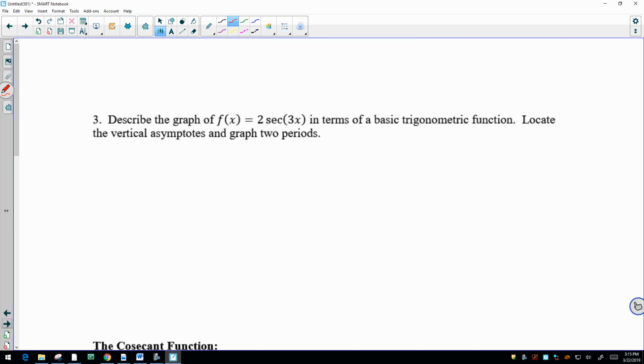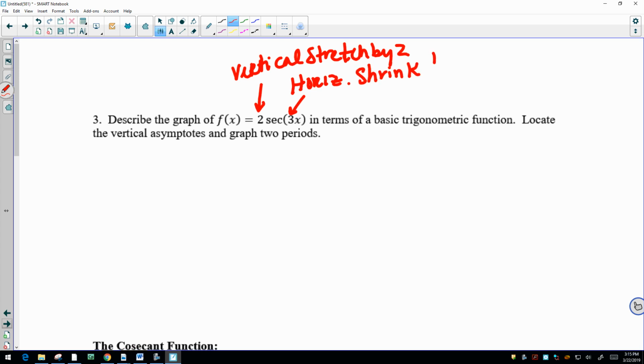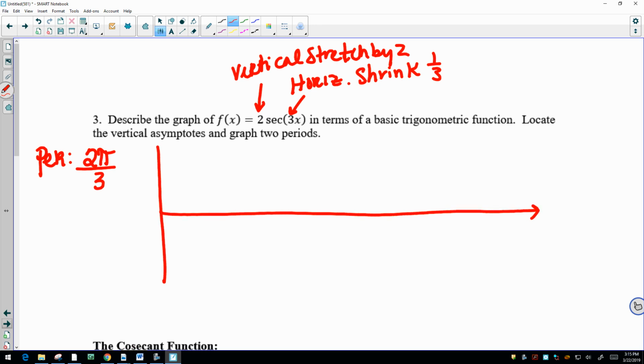Okay, so transformations. So here we go again. Here's our vertical stretch by 2, horizontal, and we're going to say shrink. Remember, think backwards, 1/3. And now secant, because it's connected to cosine, keep in mind what your period is for cosine. Cosine's period starts off with 2 pi divided by b. So we're back to that 2 pi concept. We're going to take 2 pi and divide it by 3. All right, so when we graph this out, again, we want 2 periods of this. So 1 period is 2 pi over 3.